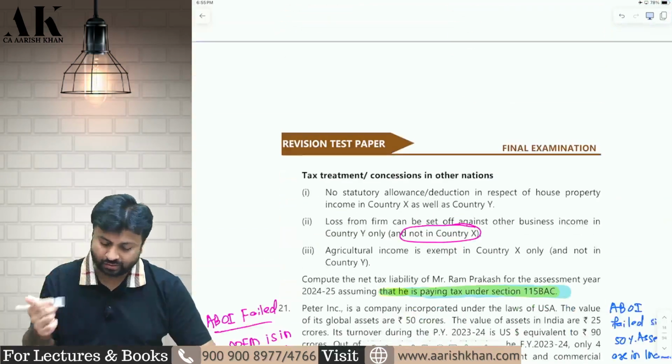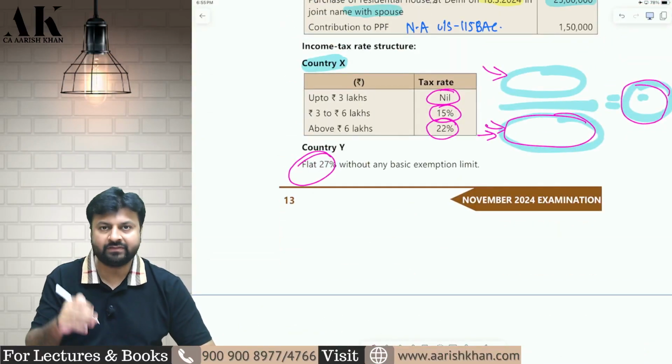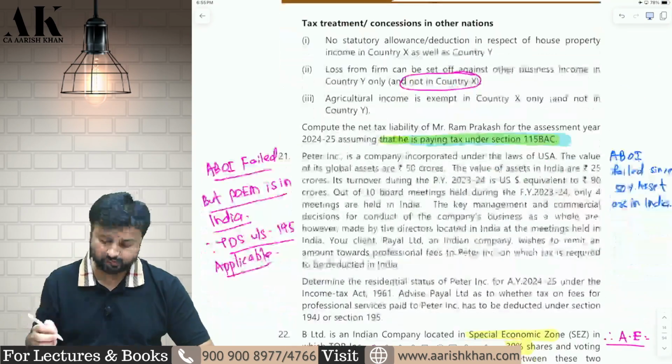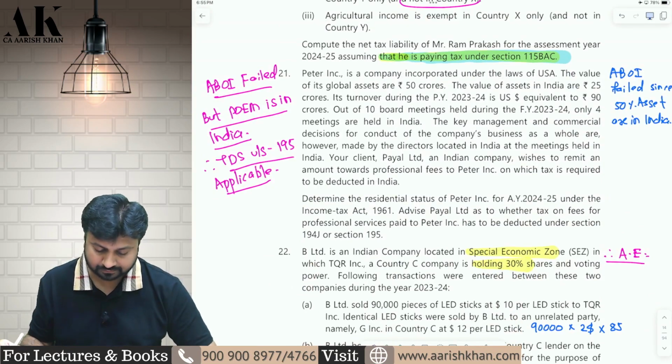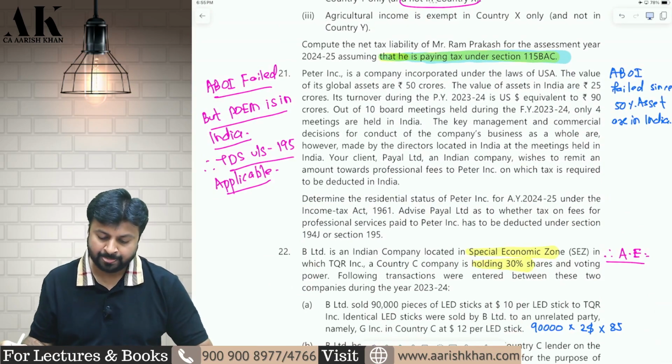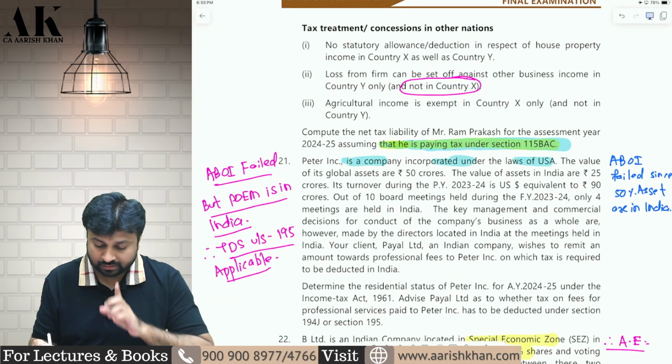For country Y, there is no problem. Directly they have given a 27% tax rate. So compare that with the average rate in India, whichever is lower, apply that on doubly taxed income. Okay, I hope it is clear to all of you. So this is a beautiful question on DTAA.